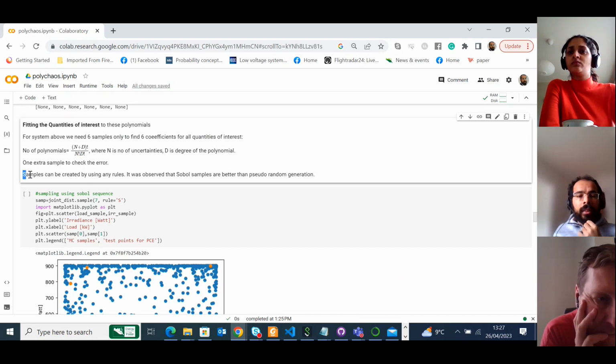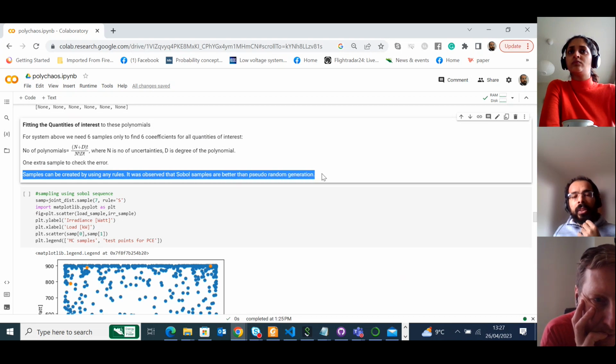The samples can be created using any rule, but in our paper we observed that using some deterministic samples rather than pseudo random generators is more reliable.